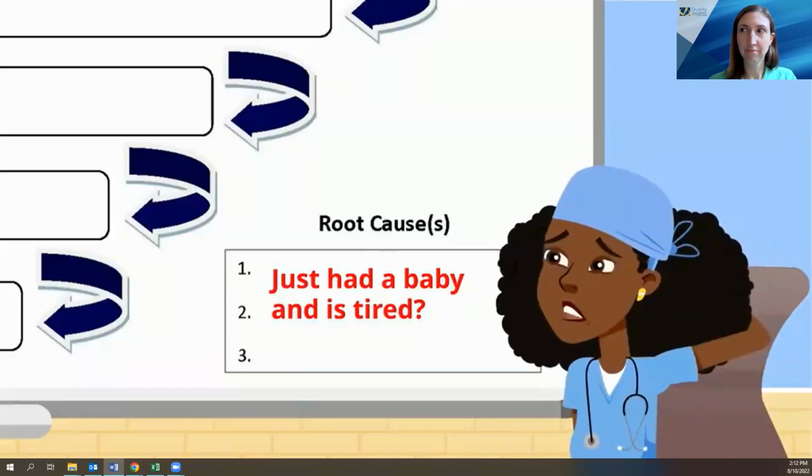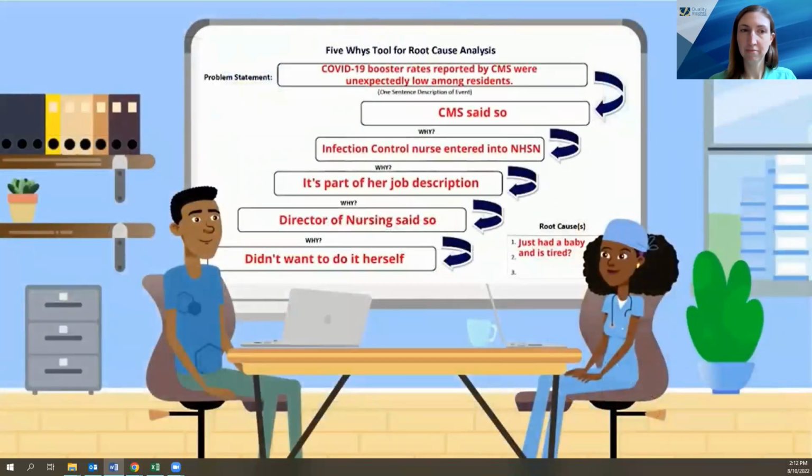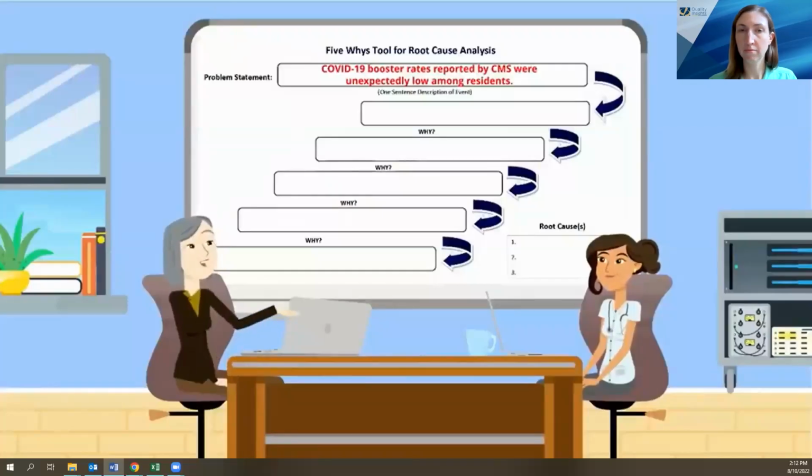I don't think we're getting to the root cause. This team didn't stay focused on the problem statement, which can lead to odd places. Let's see the other team give it a try. The why questions should be specific and identify the problem. Why are the booster rates that CMS reported low when we believe they should be better?